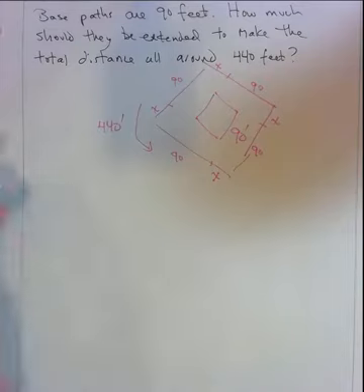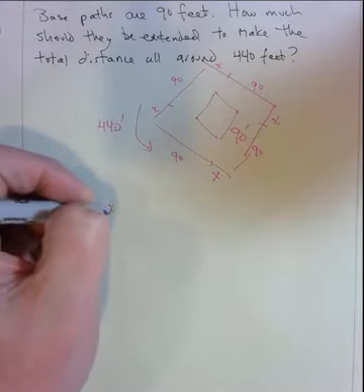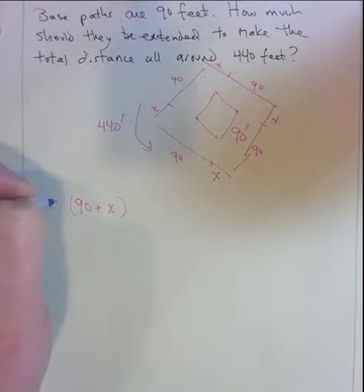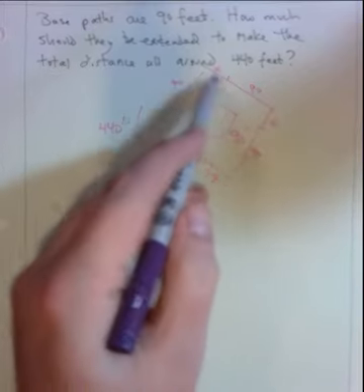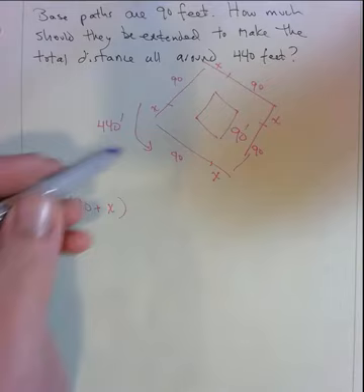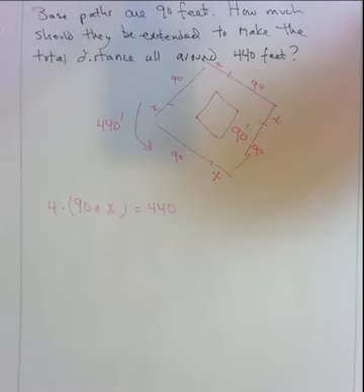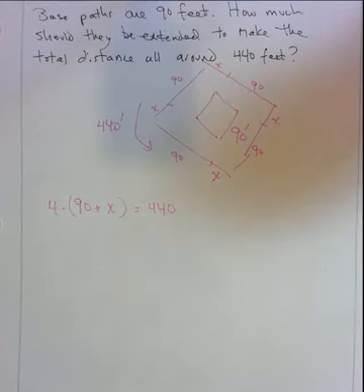And so what we've set up is that these new base paths will each have length 90 plus x. There are going to be 4 of them. And when we add up 1, 2, 3, 4 lengths, we need to get the total perimeter of 440 feet. And so we've generated a linear equation that we can solve for x to tell us this mystery length.